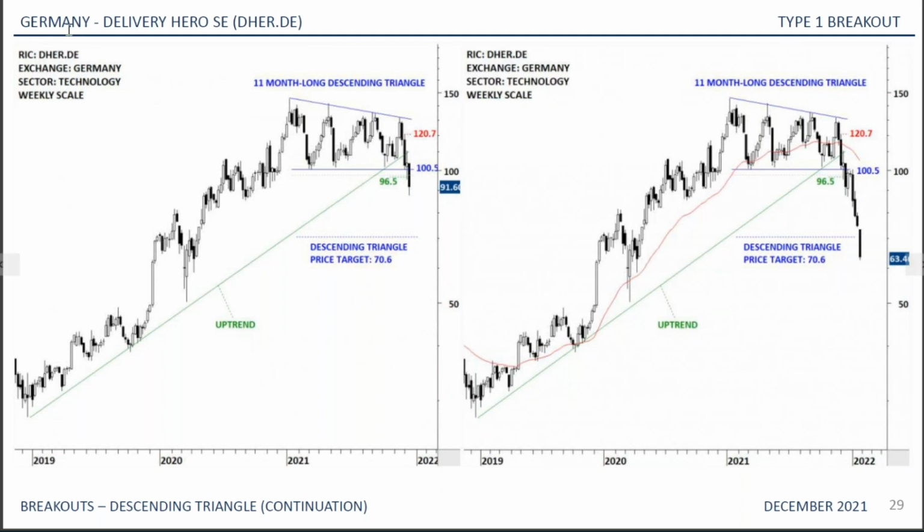This was a Germany-listed stock, Delivery Hero, an 11-month-long descending triangle on a weekly scale price chart. The lower boundary was tested several times, the breakdown takes place, and then the stock resumes without even looking back and reaches the price target. So this was a type 1 breakout for a descending triangle like this.